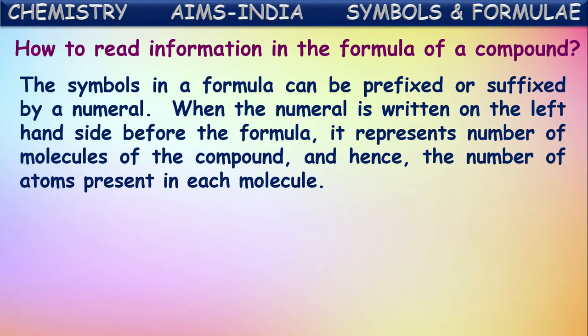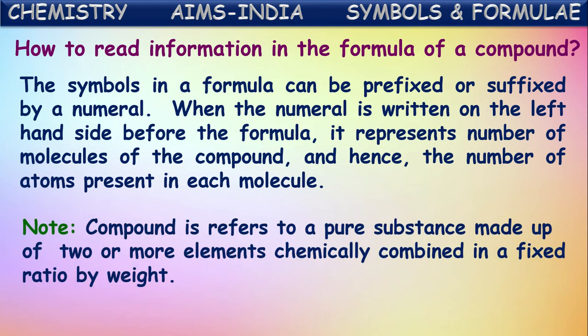Okay, if a number is written in front of or before the formula, then that number represents the number of molecules of that compound, and we know how many atoms of each element are present in each molecule. So then we can say the total number of atoms and even how many molecules there are. This information is given when a number is written before the formula of a compound.